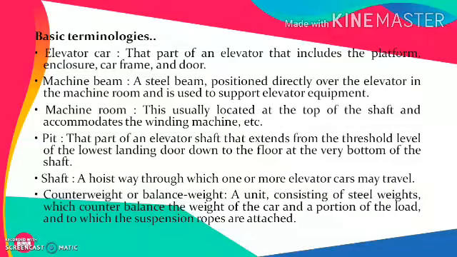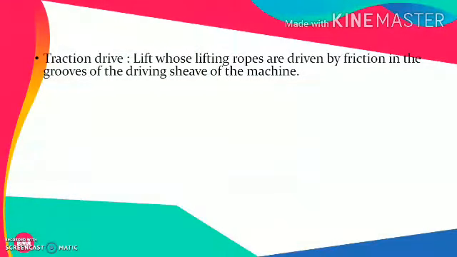Counterweight or balance weight. It is a unit consisting of steel weights which counterbalance the weight of the car and a portion of the load, and to which the suspension ropes are attached. So this is used to balance the movement of the elevator car. Next is a traction drive. It is a lift whose lifting ropes are driven by friction in the grooves of the driving sheave of the machine.